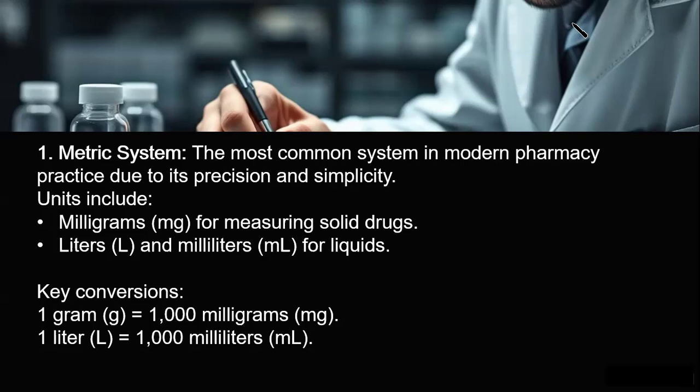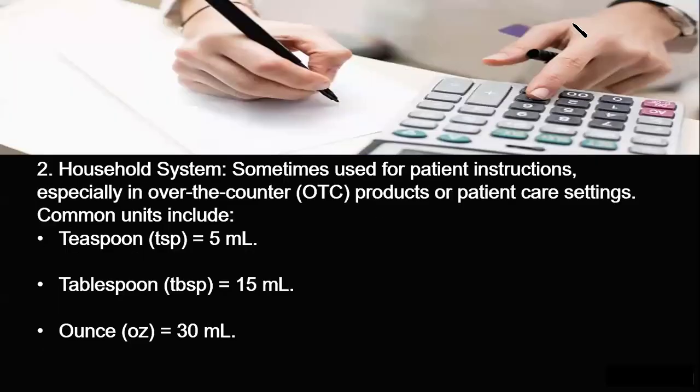So sometimes you get to see your drugs in milligrams, in milliliters, that's mLs. Then we also have the household system too. The household system is used for a patient's instructions, to tell patients what to do: take this teaspoon or take this tablespoon. So it's important for us to know those, especially for liquid medications.